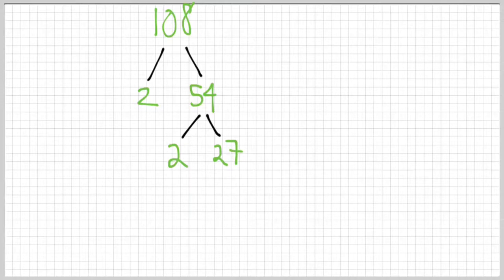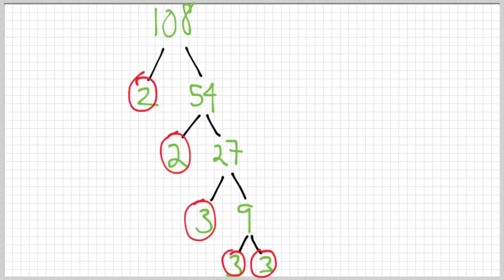27 is no longer even, but it is divisible by 3. And 3 times 9 is 27. And then again, 9 is 3 times 3. And there we have a bunch of primes: 2 times 2 times 3 times 3 times 3.